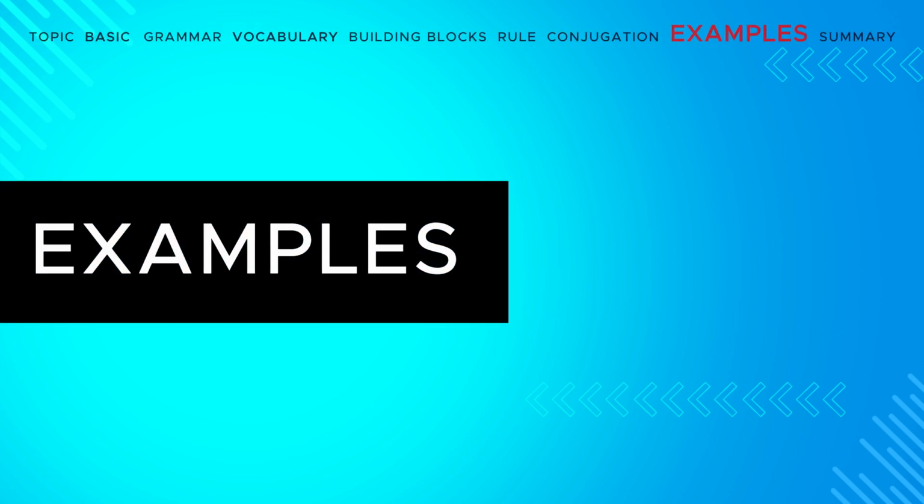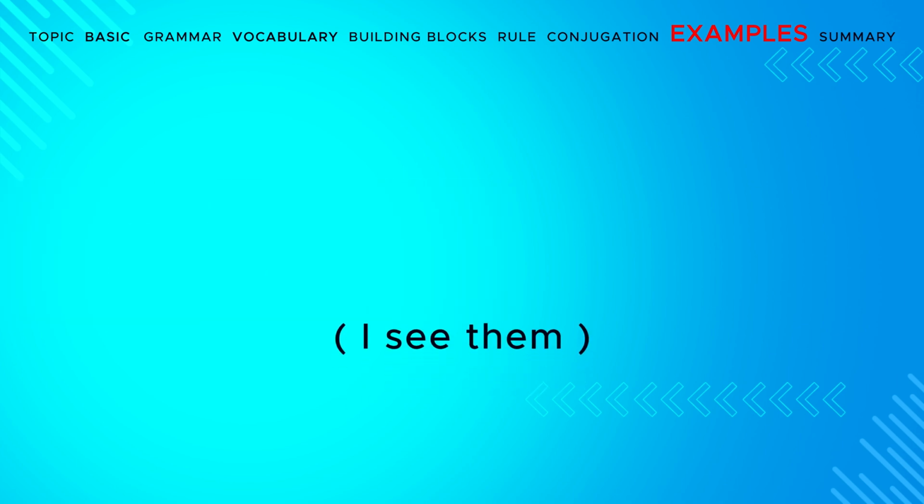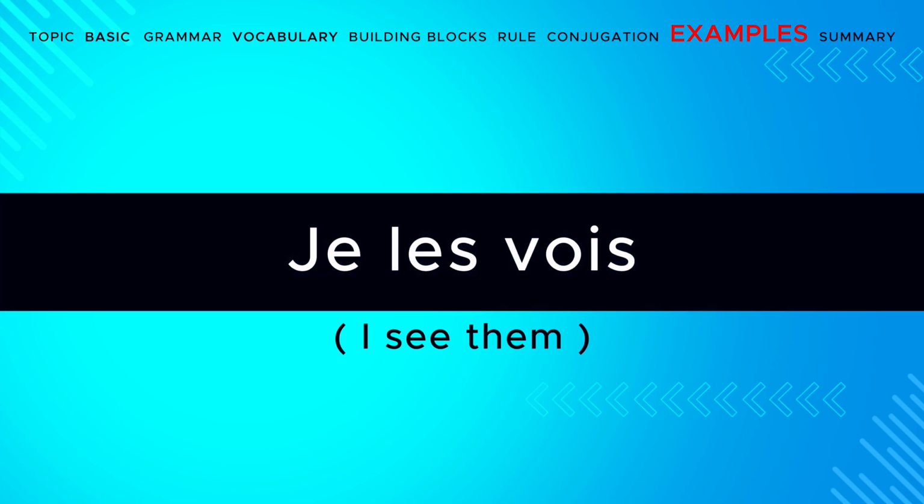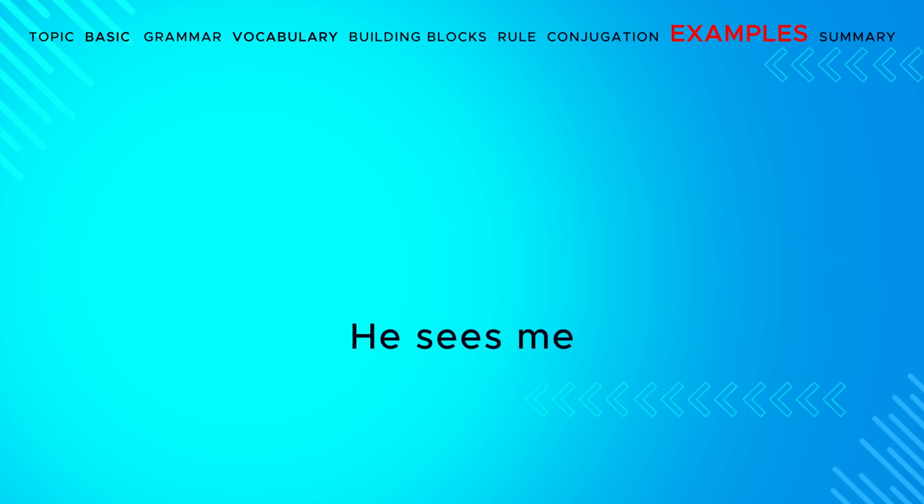Let's see some more examples to understand this. I see them. Je les vois. Les is used here because we are referring to plural nouns. He sees me. Il me voit.